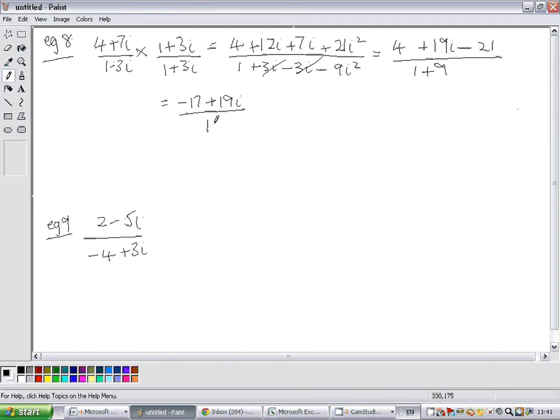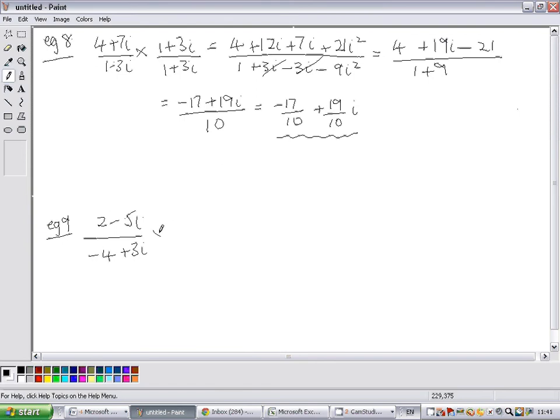We could write it as a decimal or we could write it as fractions: minus 17 over 10 plus 19 over 10 i, and that's the answer. So it's the same process as rationalising the denominator. If we do the same thing here, you might want to pause the video at this point and have a go yourself.